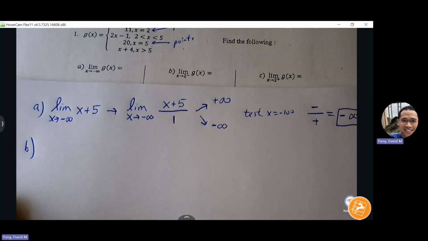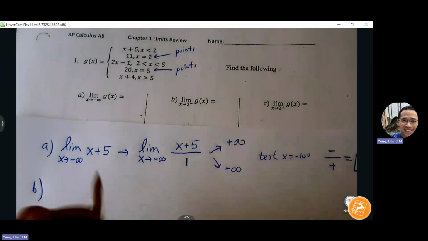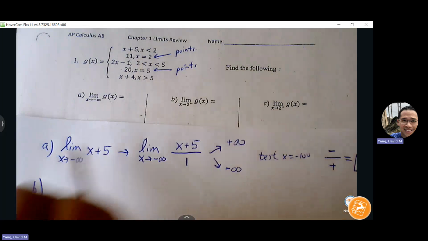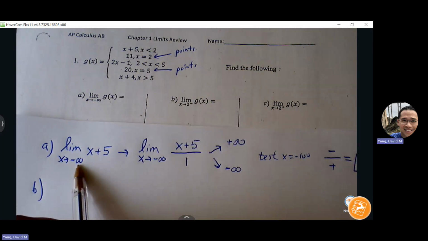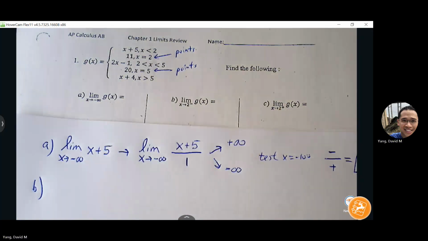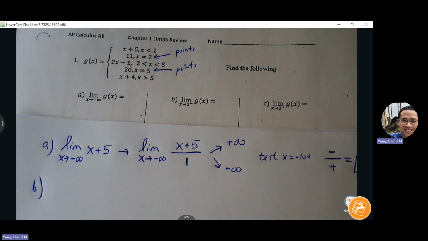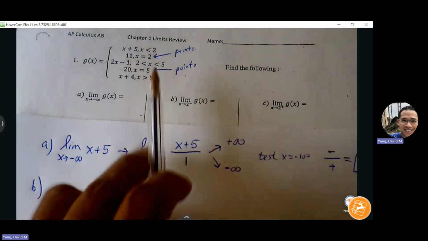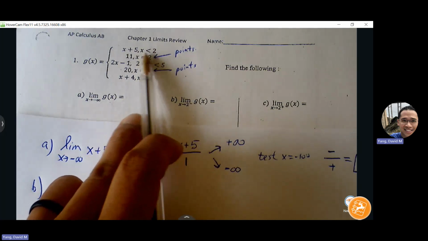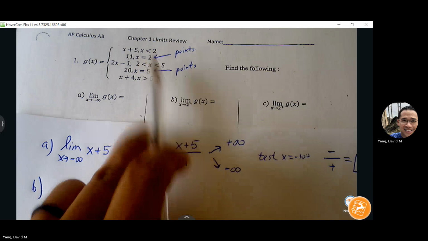How did I know it was x plus 5? Because we're approaching negative infinity. Imagine numbers like negative 5, negative 10, negative 20, negative 30. Those are all values less than 2. Depending on your interval here, this x plus 5 is going to live between negative infinity and 2. All right, part B.